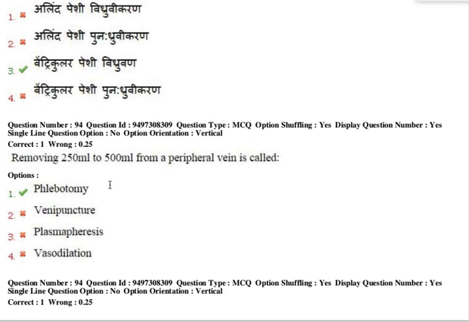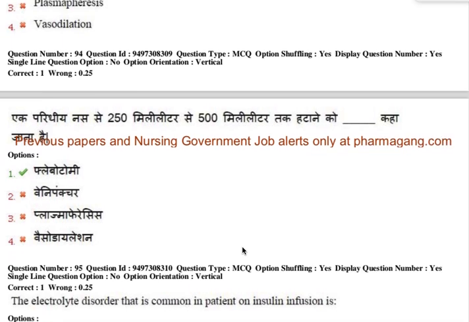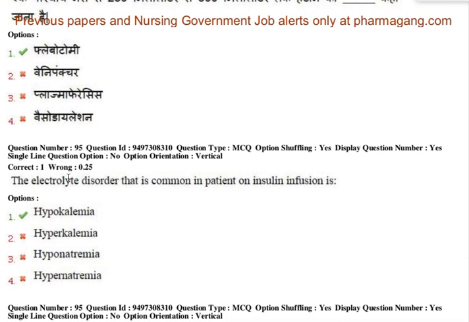Next question, question 94. Removing 250 ml to 500 ml from a peripheral vein is called? Correct answer is first, phlebotomy. Removing 250 ml to 500 ml from a peripheral vein is called phlebotomy. Next question, question 95. The electrolyte disorder that is common in patients on insulin infusion is? Correct answer is first, hypokalemia.